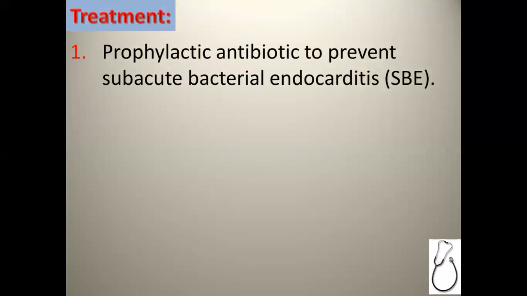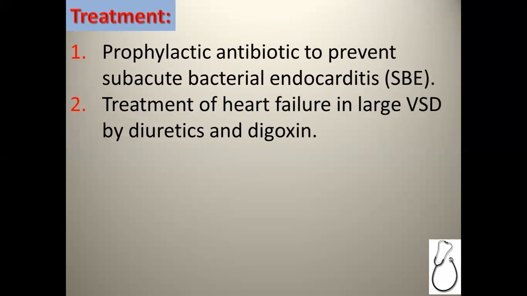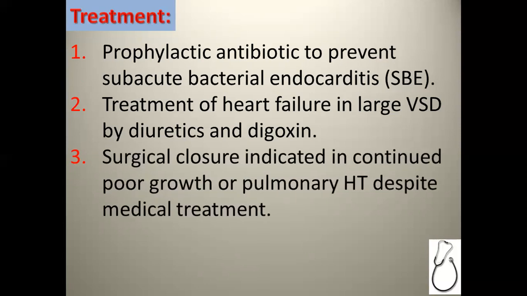Treatment: prophylactic antibiotics to prevent subacute bacterial endocarditis, which we will discuss later in the lecture of subacute bacterial endocarditis. Treatment of the heart failure in the large VSD is by diuretics and digoxin, as we will discuss in the lecture of heart failure. And surgical closure is indicated in continued poor growth or pulmonary hypertension despite medical treatment.